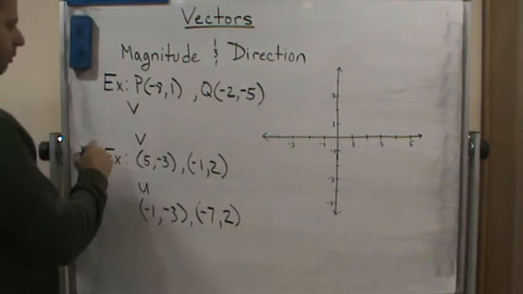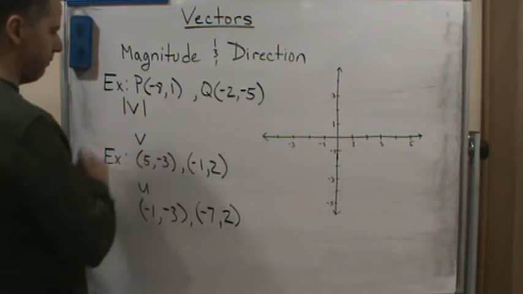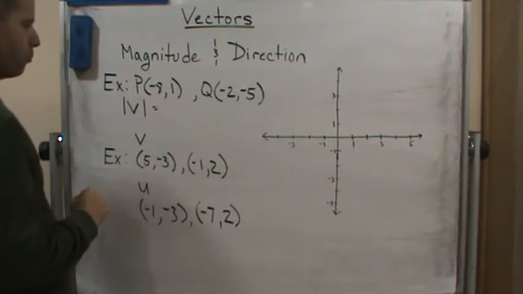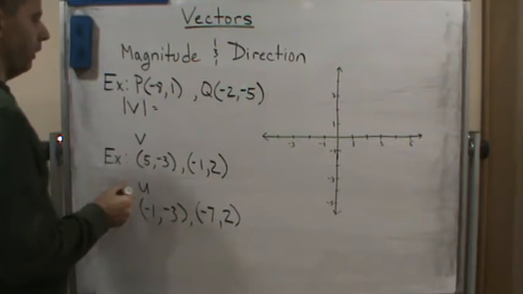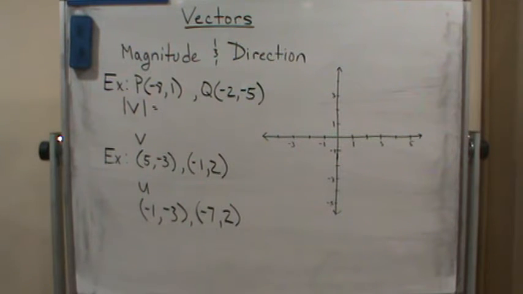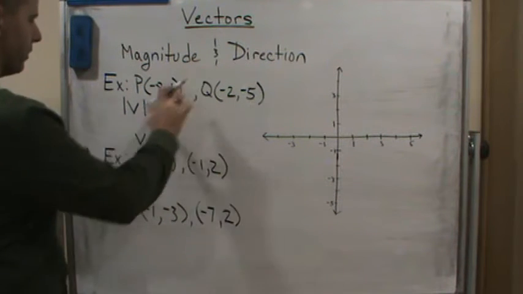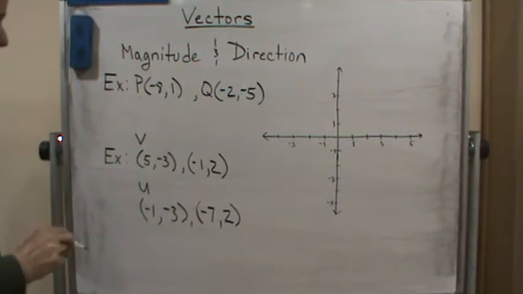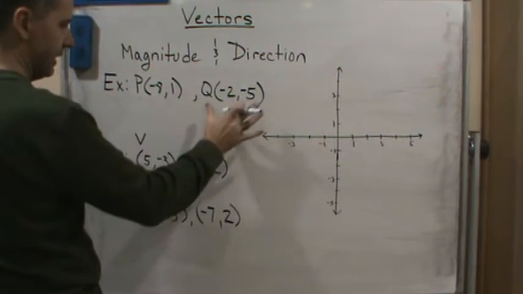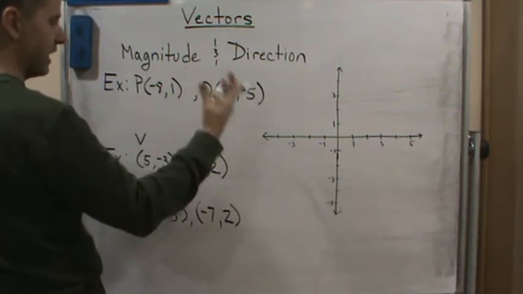And so the magnitude of vector v is going to be what? Well, you know what? Let's do this a different way because I don't want to get ahead of myself. Let's transform this into the standard position. Okay, so let's find the position vector. We could do it directly from the points, but we haven't done that yet. So let's just use the position vector.